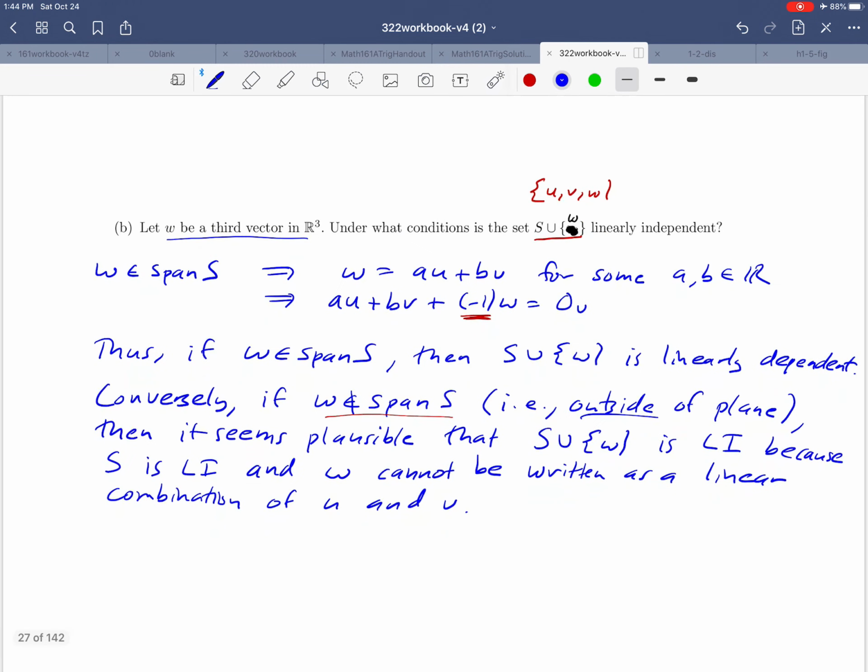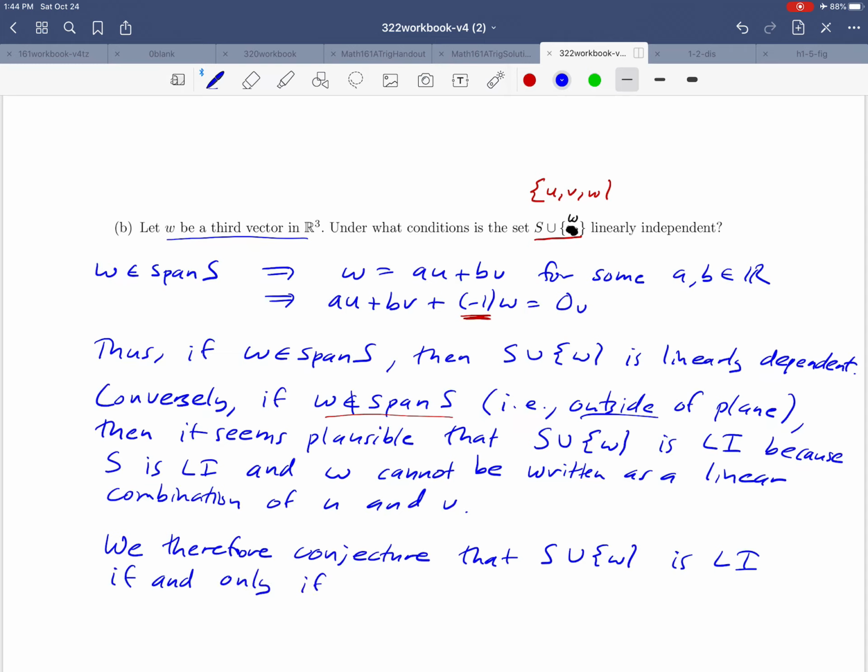Okay, but it turns out that this is true, and so here's what we've demonstrated. And here's our conjecture. We haven't proven this. We're just making a guess based on this one example. We therefore conjecture that S union W is linearly independent if and only if W is not in the span of S. If you look carefully at the two arguments that we made above, you put those together and you come up with this statement. Okay, that turns out to be true in general, and we will state that as a formal theorem in the next video.